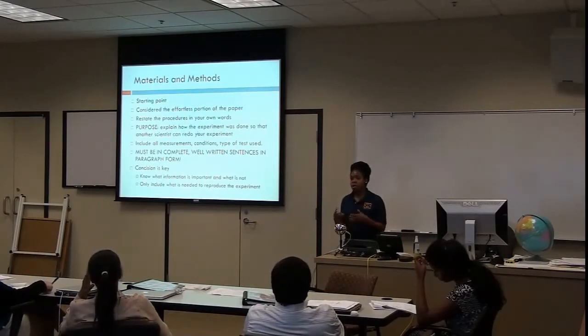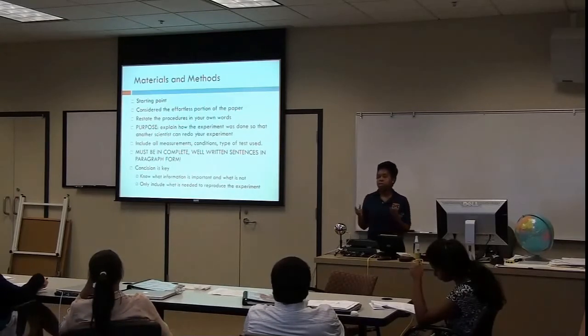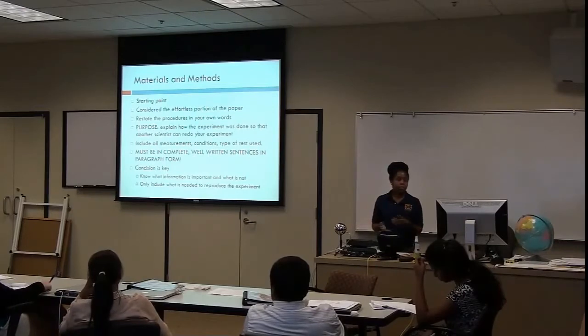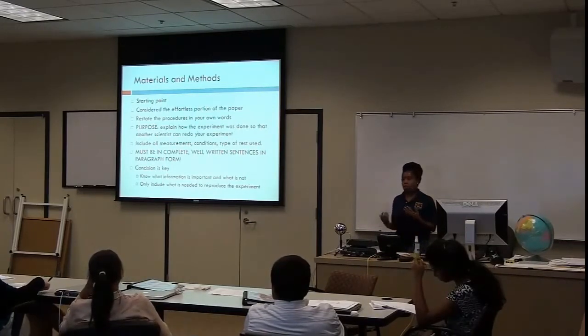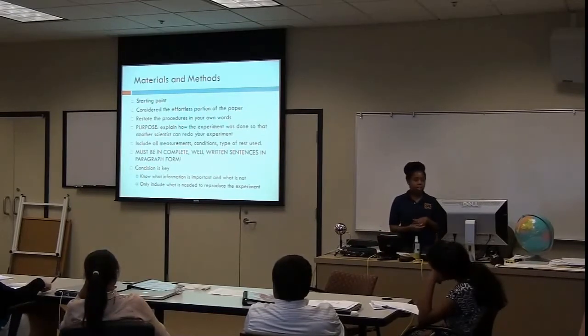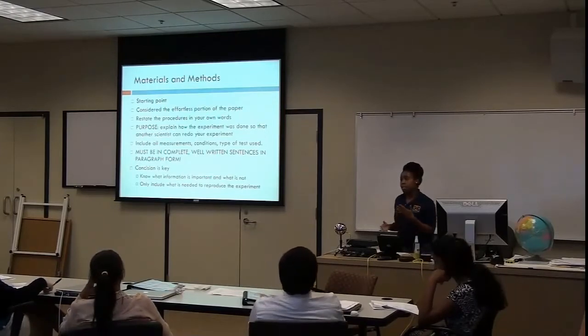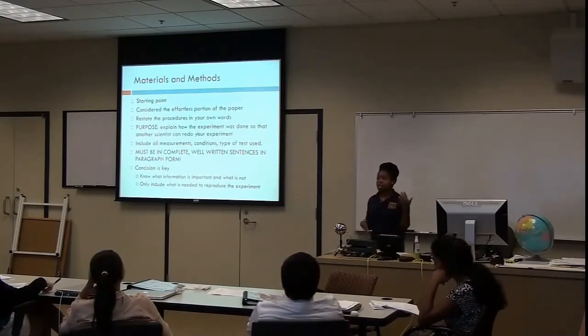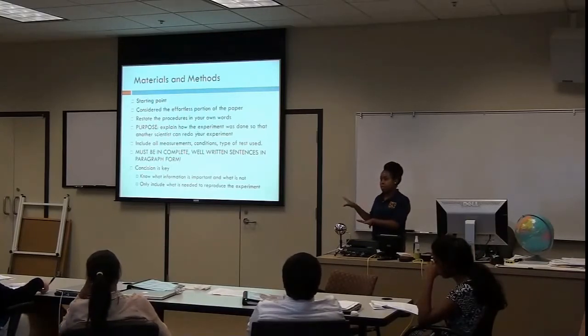So you tend to start with that first because it's the part of the paper that requires the least effort. What you pretty much do is restate the procedures in your own words. The purpose of that is to explain how the experiment was done so that other scientists can review your experiment. So this is like the meat of your paper. Everything else is important, but this is the important part because this is the actual experiment. Is that clear to everyone?